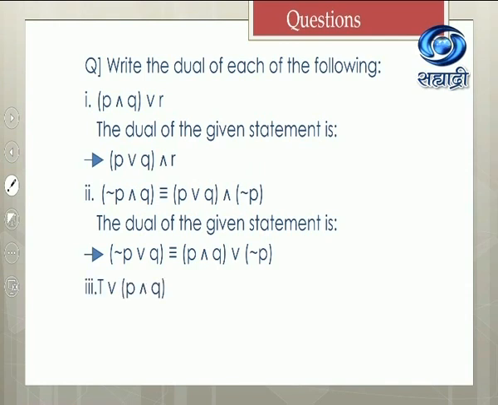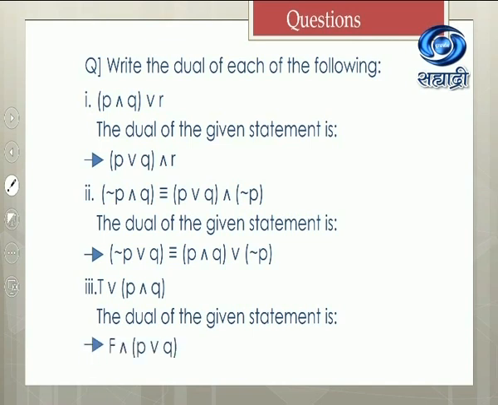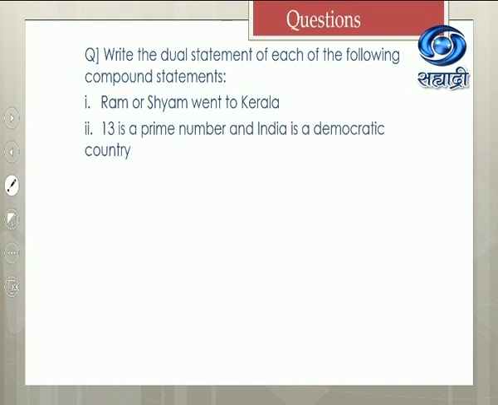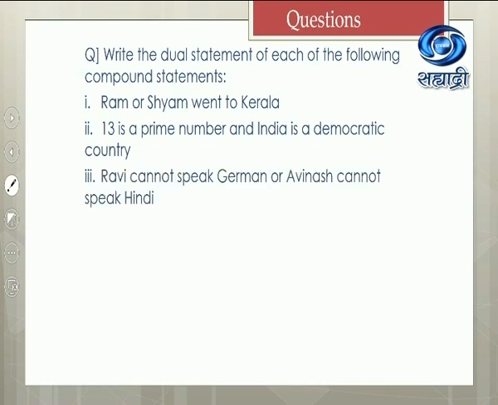Okay, T or (P and Q). So here the dual will be F and (P or Q). Let us see some more examples. Write the dual statement of each of the following compound statements. Ram or Shyam went to Kerala. Now, in the previous slide, we just saw the symbolic form. Now we are going to see the verbal statement. So how will the dual be? 13 is a prime number and India is a democratic country. So think about the duals till I tell you the answers. And the third statement is Ravi cannot speak German or Avinash cannot speak Hindi.